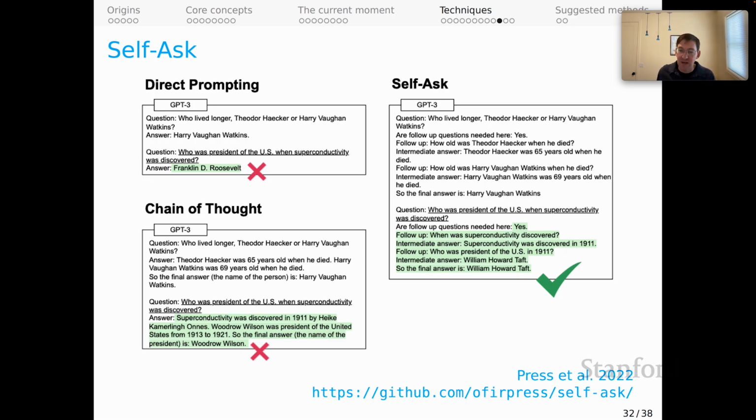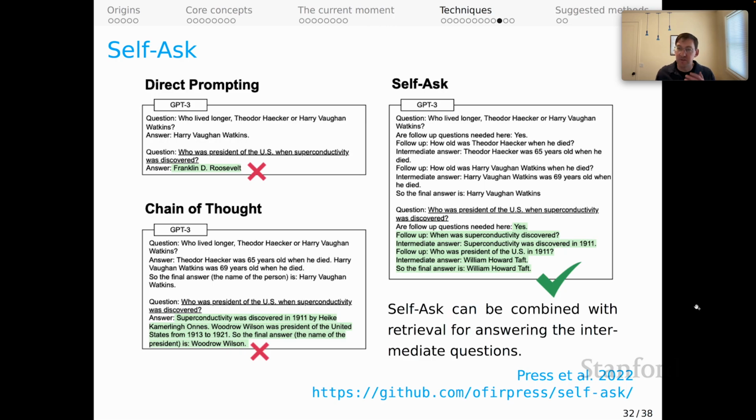So that's self-ask, and it has an intriguing property for us as retrieval-oriented researchers. Self-ask can be combined with retrieval for answering the intermediate questions. So instead of trusting the model generations for those intermediate questions, you'd look to something like a search engine, like in the paper they use Google, to answer those questions. The answers get inserted into the prompt, and the model continues. So that's self-ask, or maybe self-ask and Google answer.